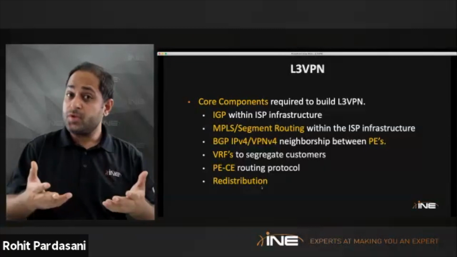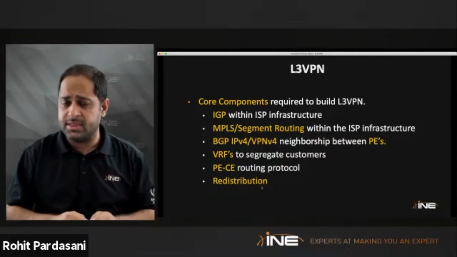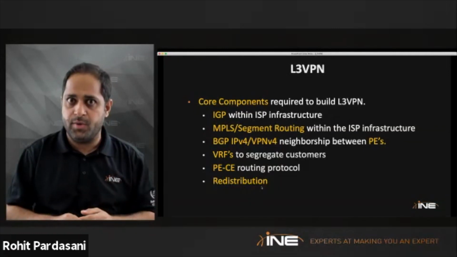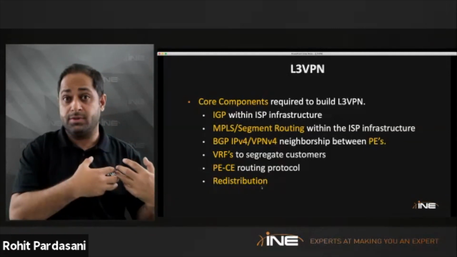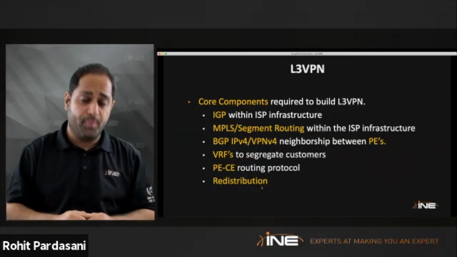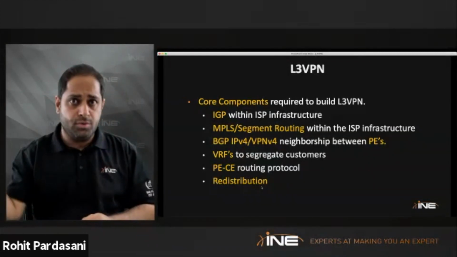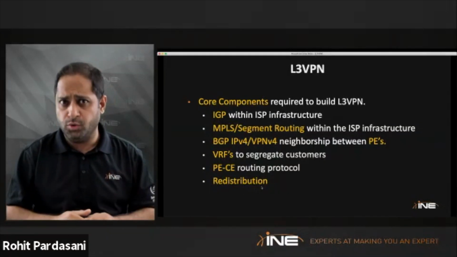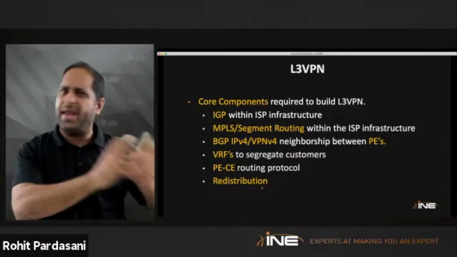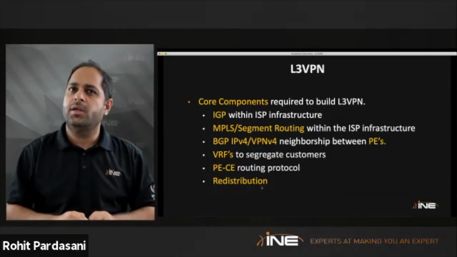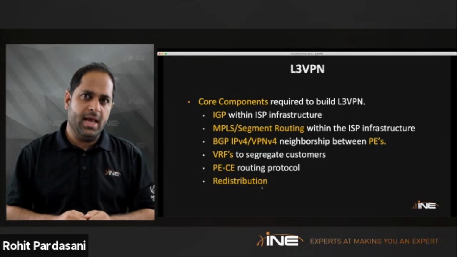So obviously, we still need a few more things. We still need to enable extended communities because we would have to import those routes, which I'm basically learning from BGP, into the customer's routing table. So I need route targets also. So these are the basic prerequisites that you should think about when you build an L3 VPN.